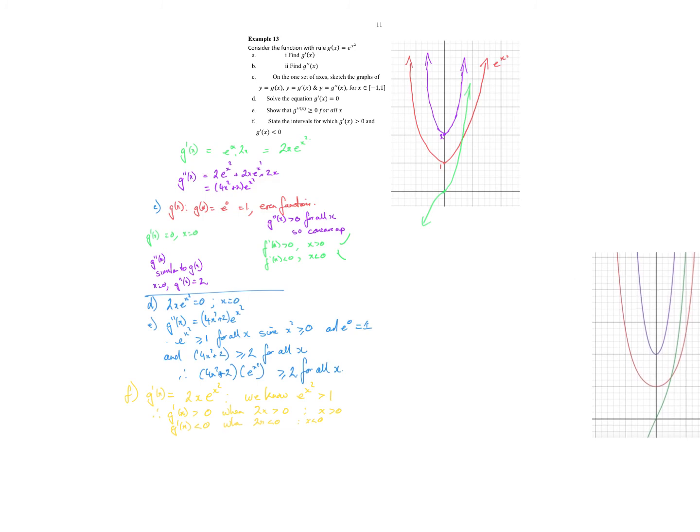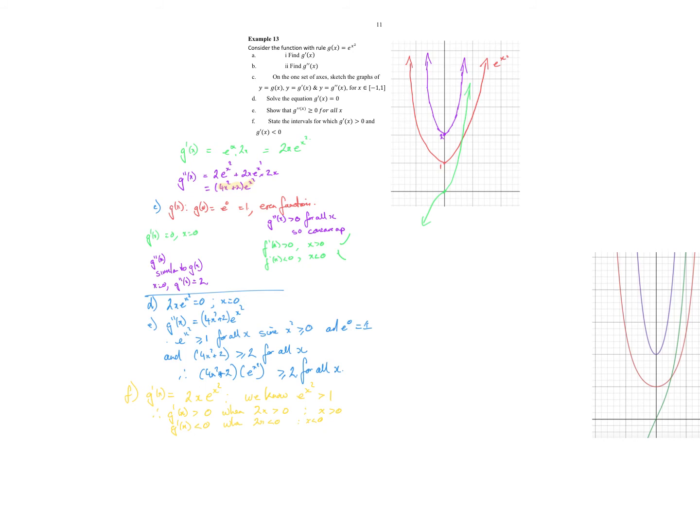Just slide that across. Consider the function of the rule g of x equals e to the x squared. Find g dash, find g double dash, and on the graph sketch everything. Okay, so I guess for all intents and purposes I've done that, haven't I? G dash of x is just 2x e to the x squared. Let's get the yellow pen. G double dash of x gives me 4x squared plus 2, times e to the x squared. So we've done that. On the one set of axes, sketch the graphs.